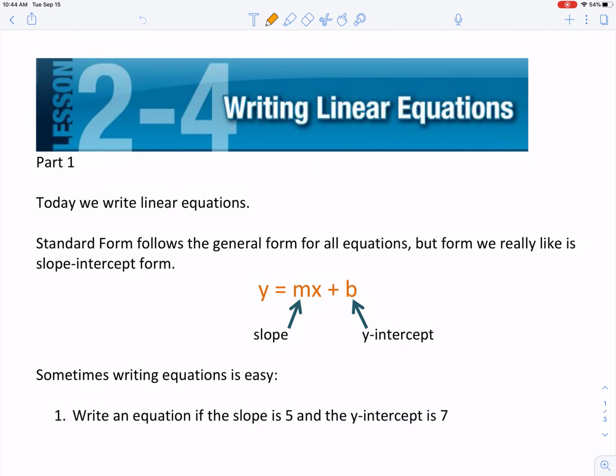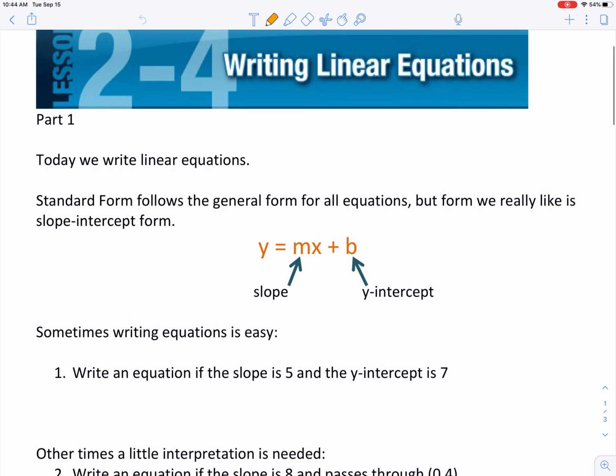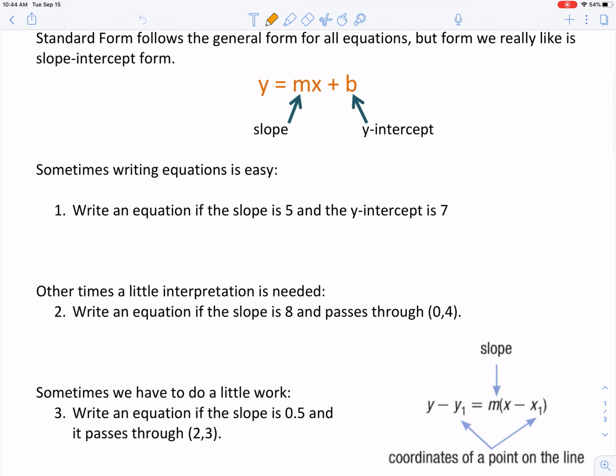So today we're going to actually start writing linear equations. Again, that linear equation is going to be in the form y equals mx plus b, where m equals the slope and b is the y-intercept. Sometimes it's super easy. They're going to literally tell you, here's the slope, here's the y-intercept. Y equals 5x plus 7.